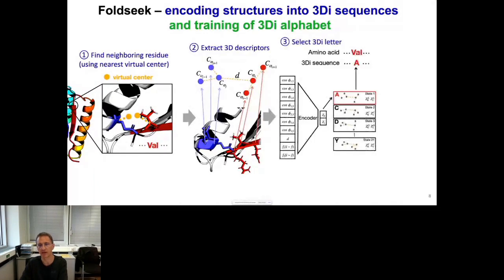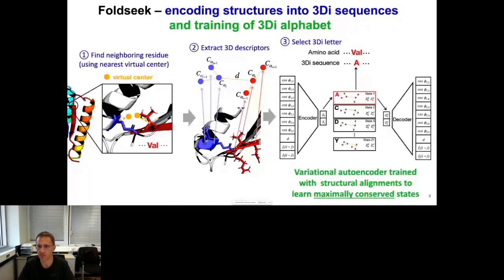then you extract this 10-dimensional descriptor, and then you need an algorithm that can give you the state for this 10-dimensional descriptor, and this is an encoder. It is a neural network of, I think, 3 layers, and the result is one of those 20 letters. And crucially, we train this encoder as part of a variational autoencoder.